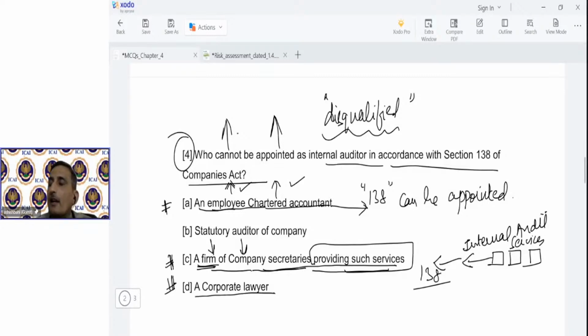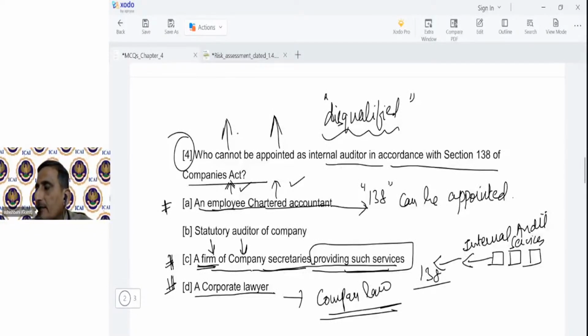Now option C, corporate lawyer. Who is a corporate lawyer? A qualified lawyer who has completed his law course and who is dealing in company law. So he has knowledge of company law. He is an expert in company law. So isn't law a profession? Tell me guys, isn't law a profession? Is law a profession or not?